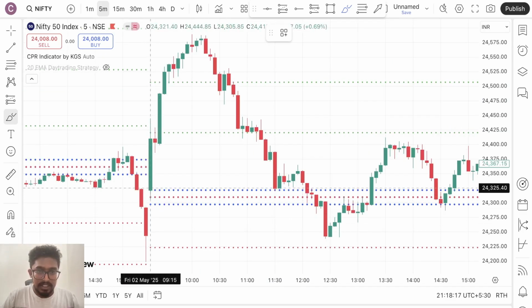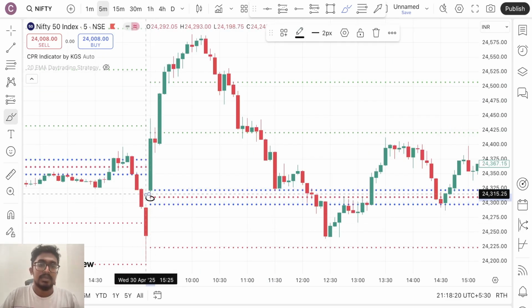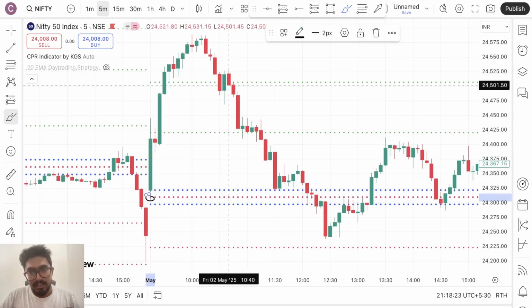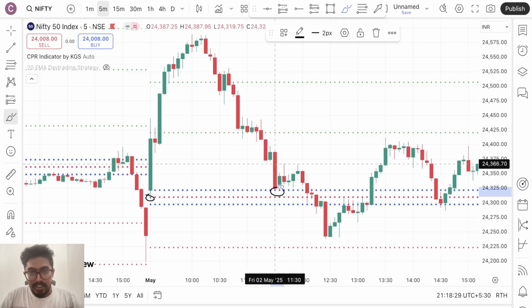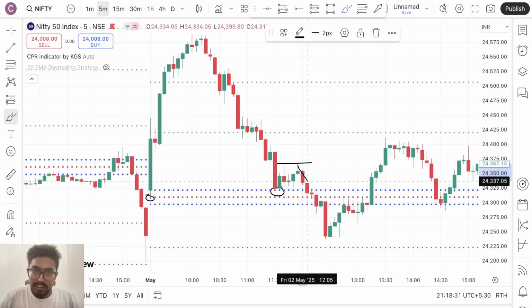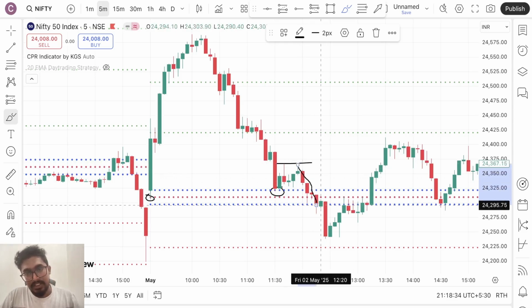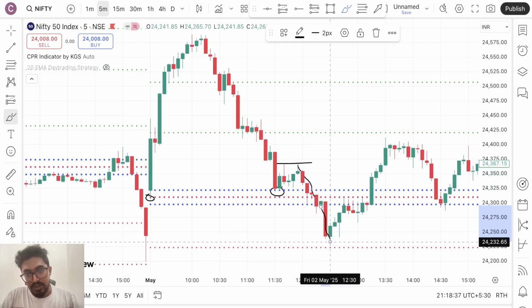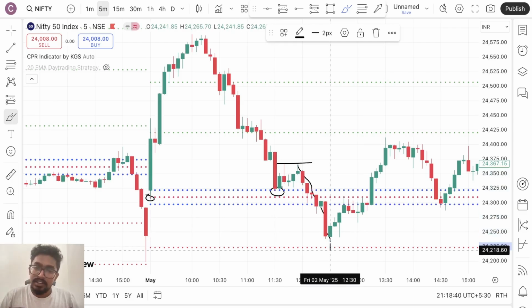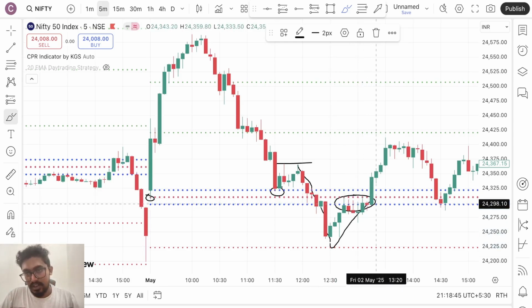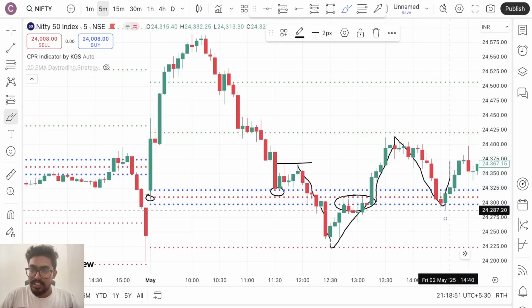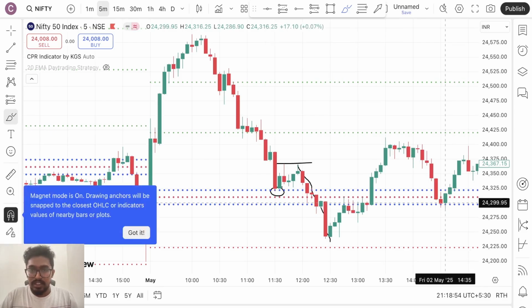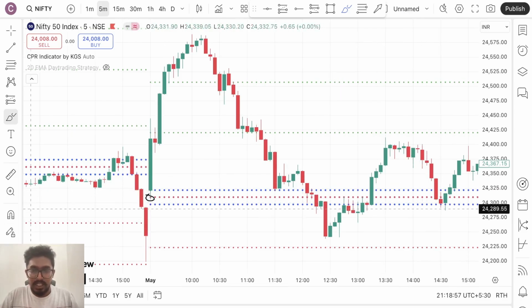On May 2nd, it took a support at central CPR, and it all the way went here, and it came and took a support here, and it retraced, and it all the way came here, and it broke that level, and it took the support at R1. And again it came up, and here also it took the resistance, and all the way it went up, and again it came down, it went up. So you can see how the candle has been closed.